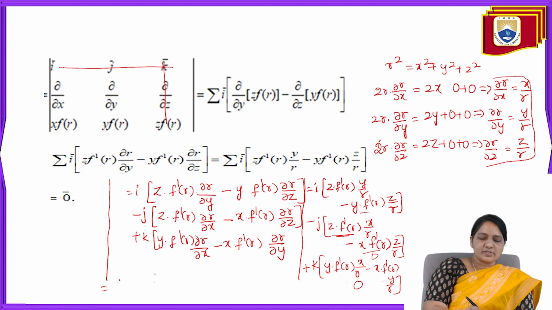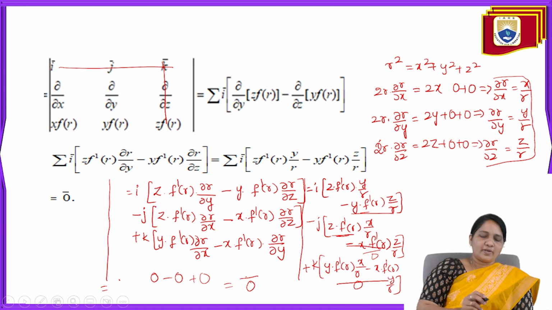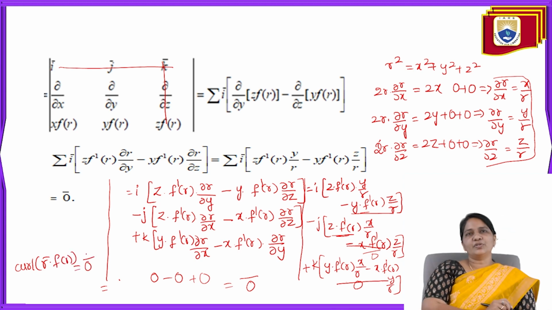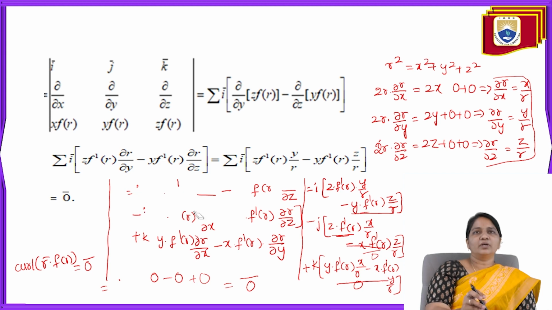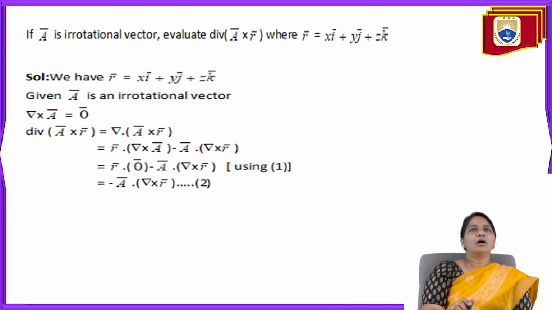Now I got the first term as 0, the second term also 0, and the third term also 0. So finally I got 0 bar. So finally, curl of r bar into f of r is 0 bar. So this is the way to calculate the problem to find the curl of the given function in terms of r. See this one.